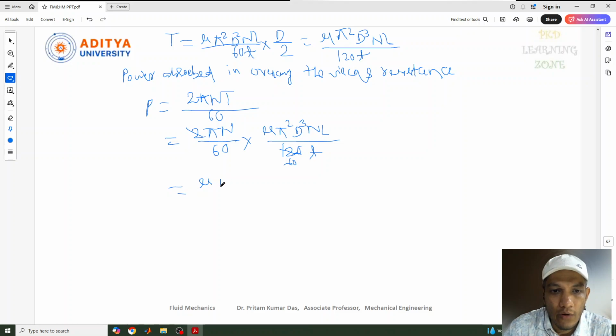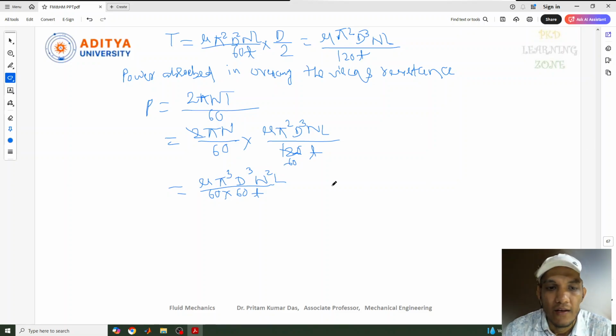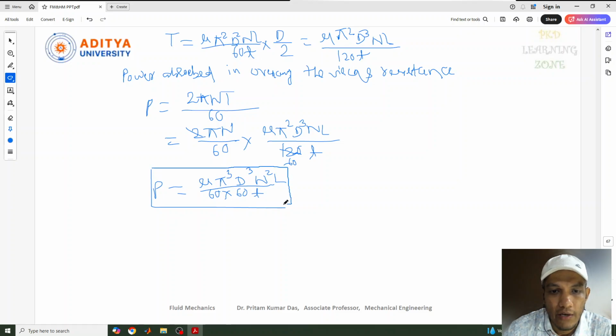Now mu pi square into pi, that is pi cube, and here d cube is already there. Now here n we are going to get 2 times, so n square into L, divided by 60 into another 60, or we can just multiply it, 3600 will come. So this is the power absorbed, and we need to write the unit as watt. So this is the power absorbed in overcoming the viscous resistance.